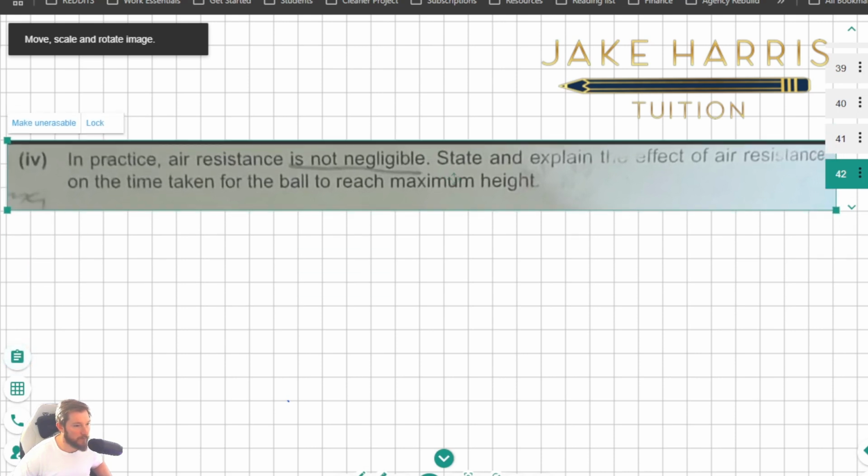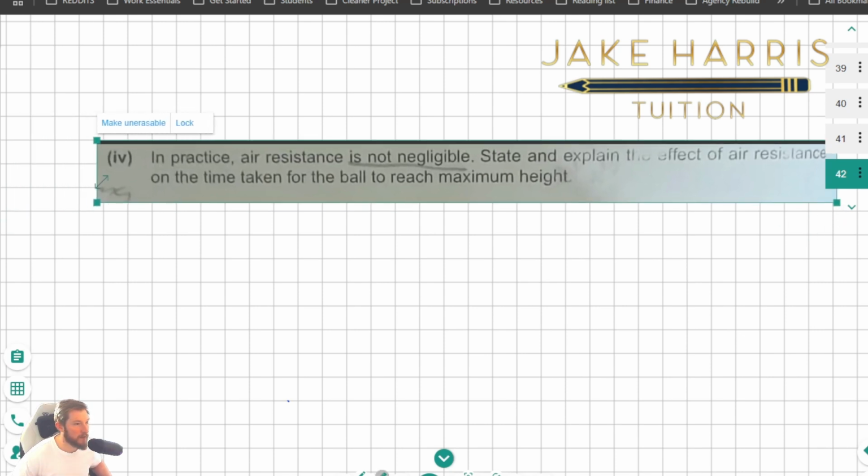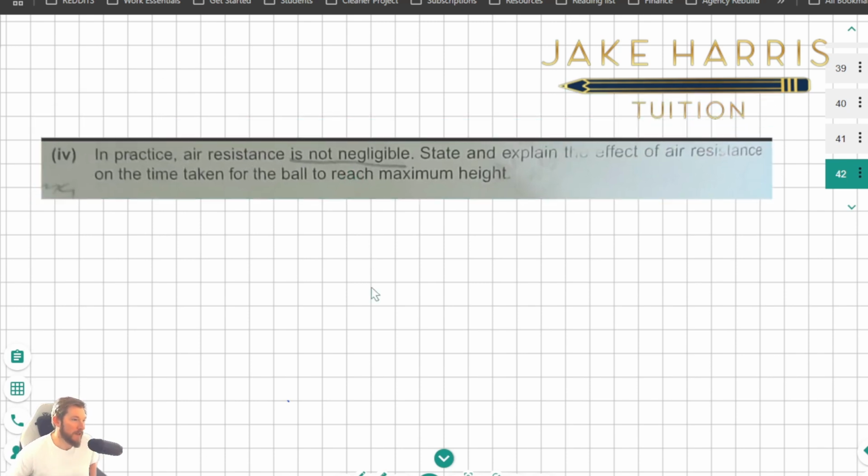The user didn't provide the rest of the question. But as you can see here, they've done some calculation. It looks like they've calculated the time for the ball to reach its maximum height. And the question asks, in practice, air resistance is not negligible. State and explain the effect of air resistance on the time taken for the ball to reach its maximum height.